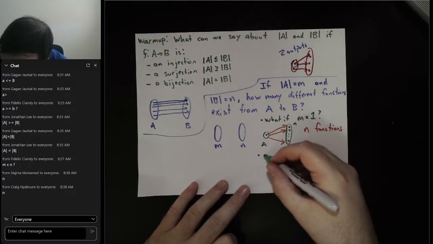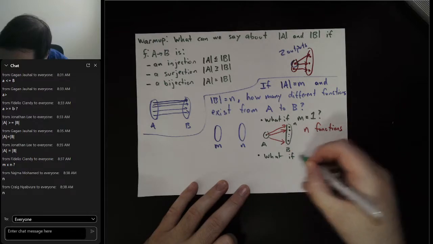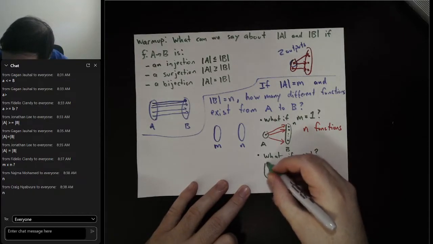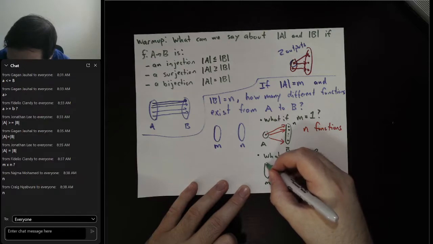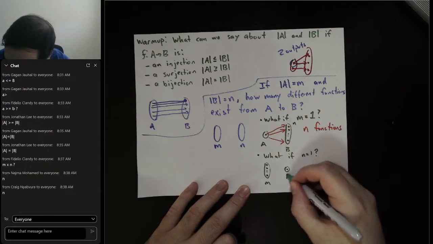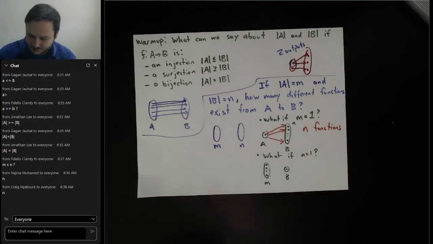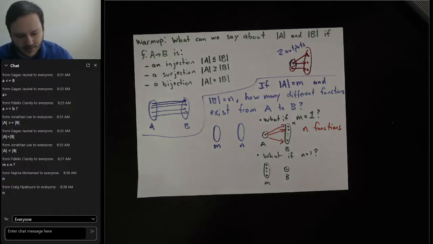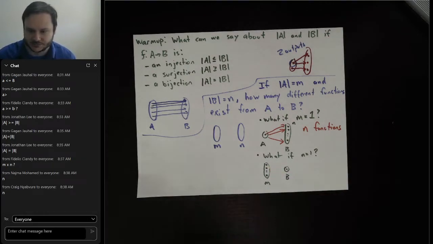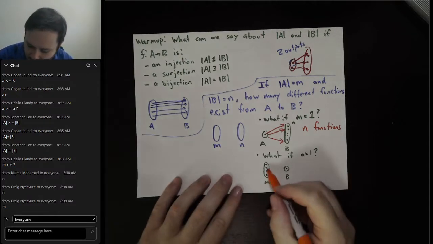Let's also try another simple example. What if n is equal to 1? So now I have m things over here in A, and there's only one value over here in B. How many ways are there to draw one arrow from everything over here in A? So if I look at this first element, where's the arrow going to go?